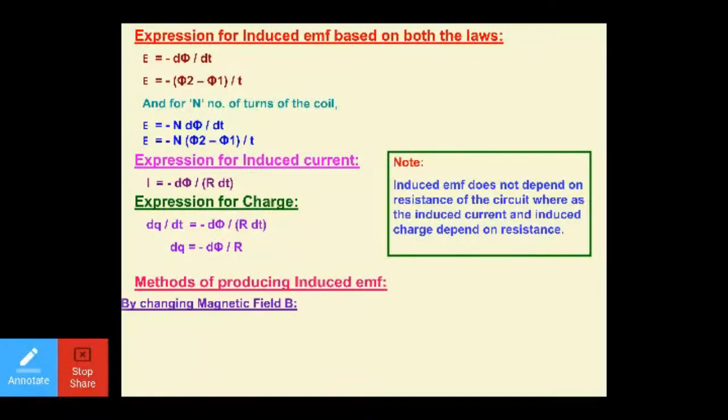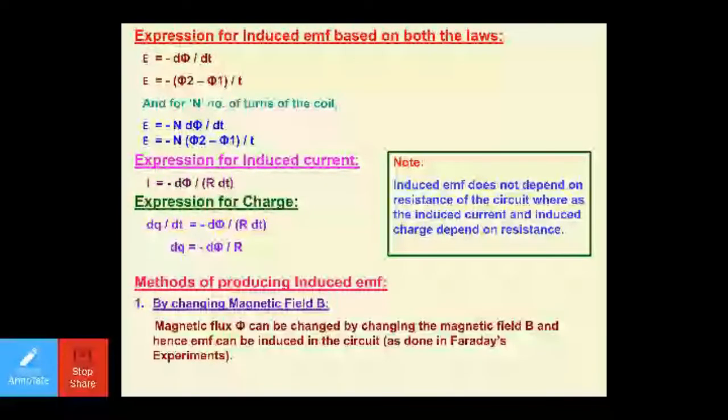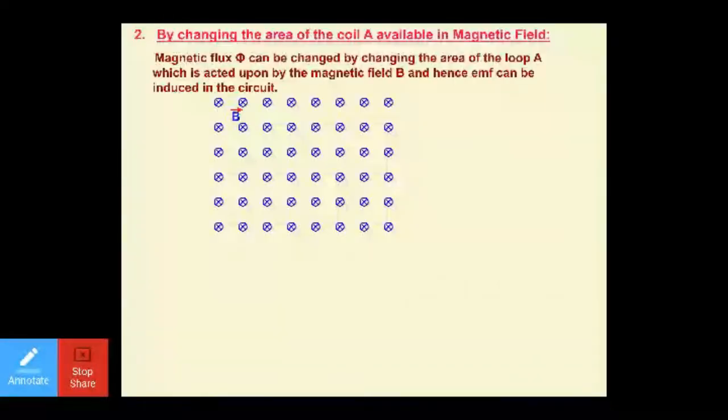Okay, method for producing induced EMF. Number one, you already know the method for producing induced EMF. So induced EMF depends on what? Change in flux. And flux depends on BA cos theta. Right? We already know this. Phi is equal to BA cos theta, and induced EMF, E is equal to minus d phi by dt. So let's be very clear that induced EMF depends on the change of flux, and flux depends on BA cos theta. So the first thing which will be responsible for the production of EMF is B. So magnetic flux phi can be changed by changing the magnetic field. We already know this. By changing the area, right?